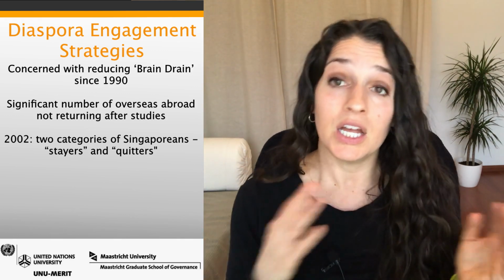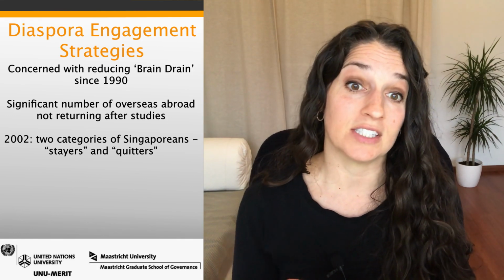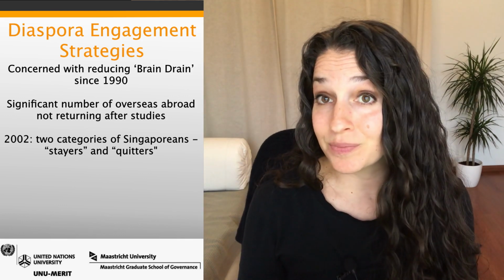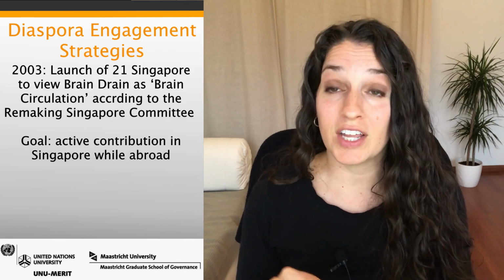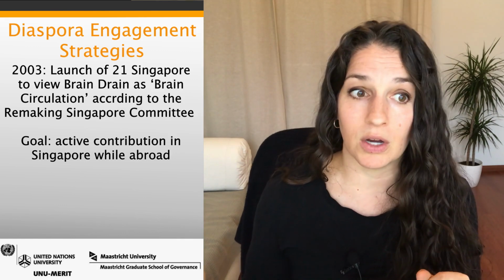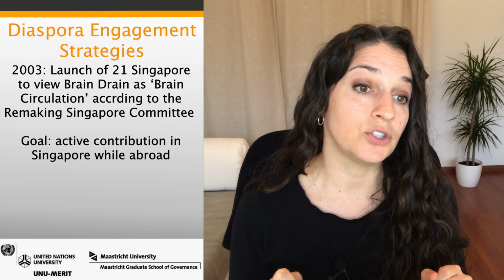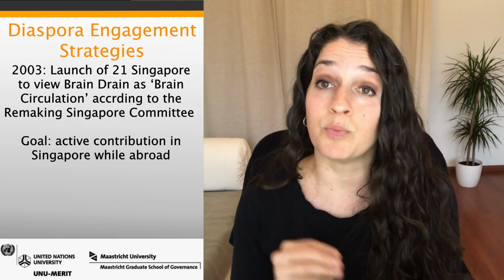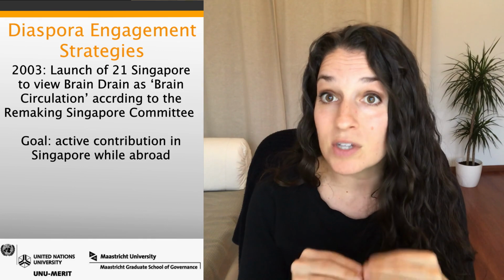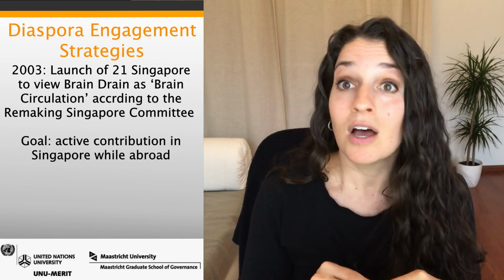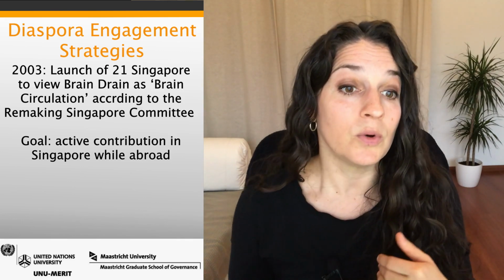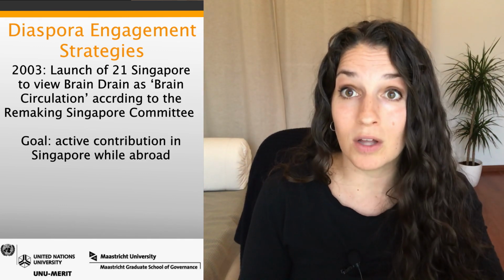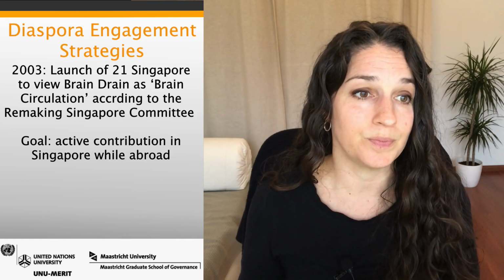There's also been quite a switch in how the Singaporean government sees their migrants abroad or their diaspora abroad. In 2002, the Prime Minister actually stated that there were 2 categories of Singaporeans: stayers and quitters. But that changed drastically already in 2003. In 2003, there was the launch of the Singapore 21 to view brain drain instead as brain circulation and try to make sure that there was actually a circulation and a return of Singaporeans who had gone abroad, with the idea of hoping to activate contribution in Singapore also while abroad, but then when coming back also.